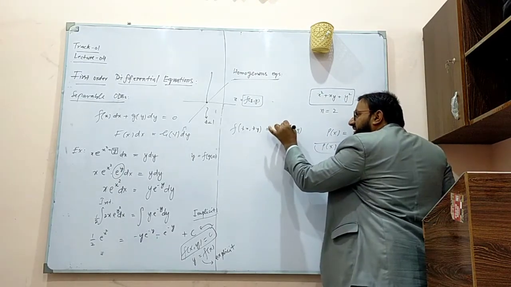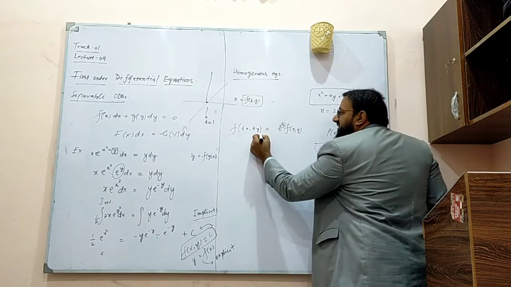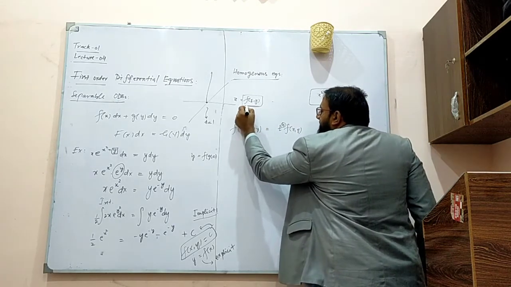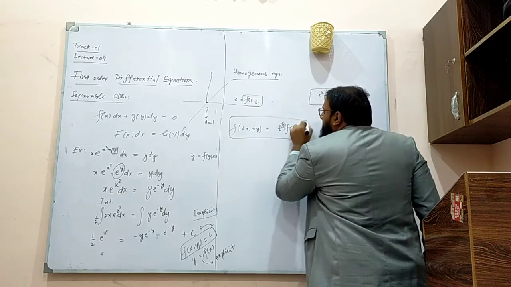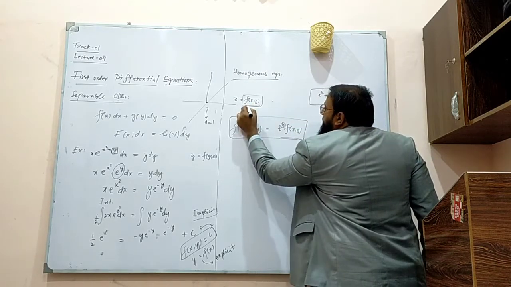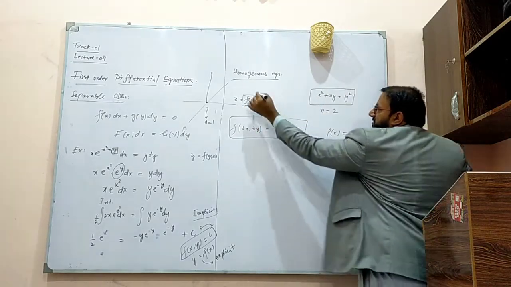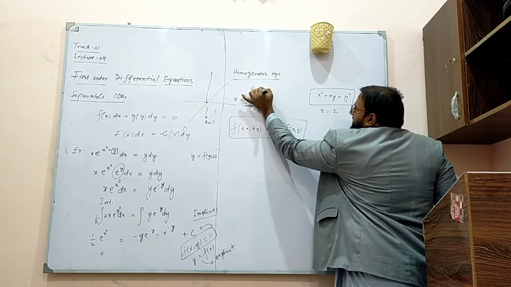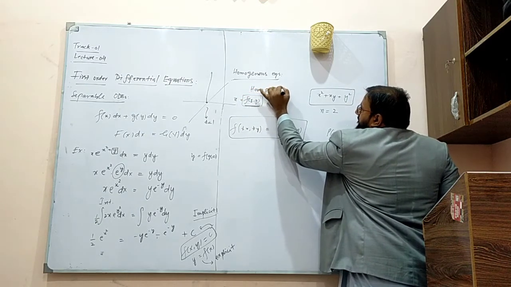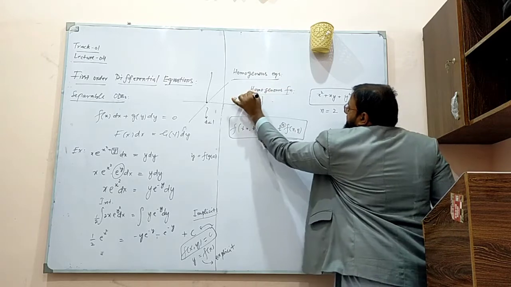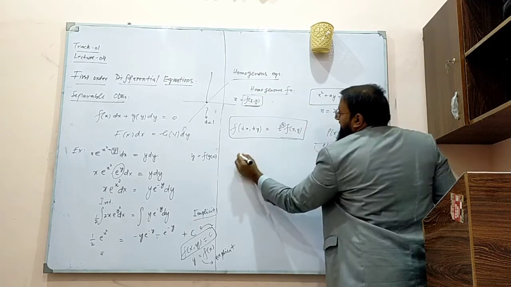Then we call this n to be the degree of this particular function, and if this condition is satisfied, we call this function a homogeneous function. So this is what we call a homogeneous function. You can check the things in this case.